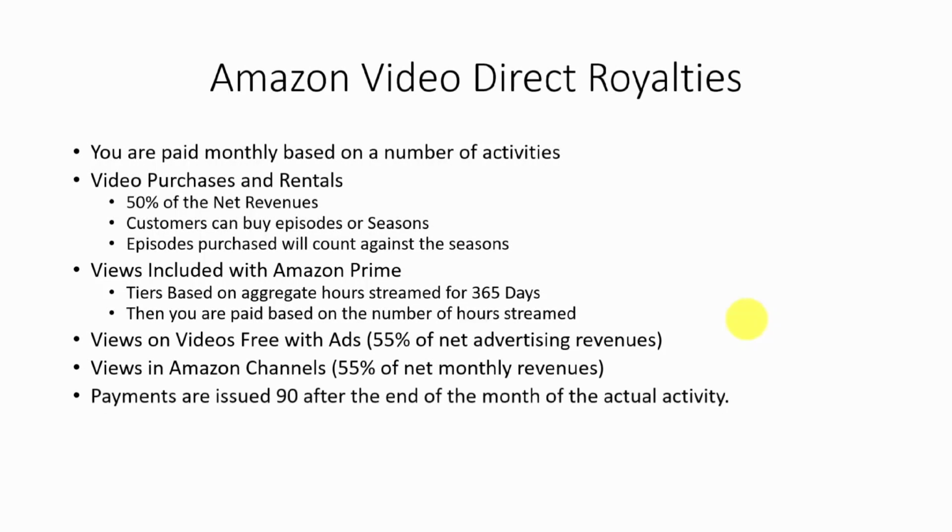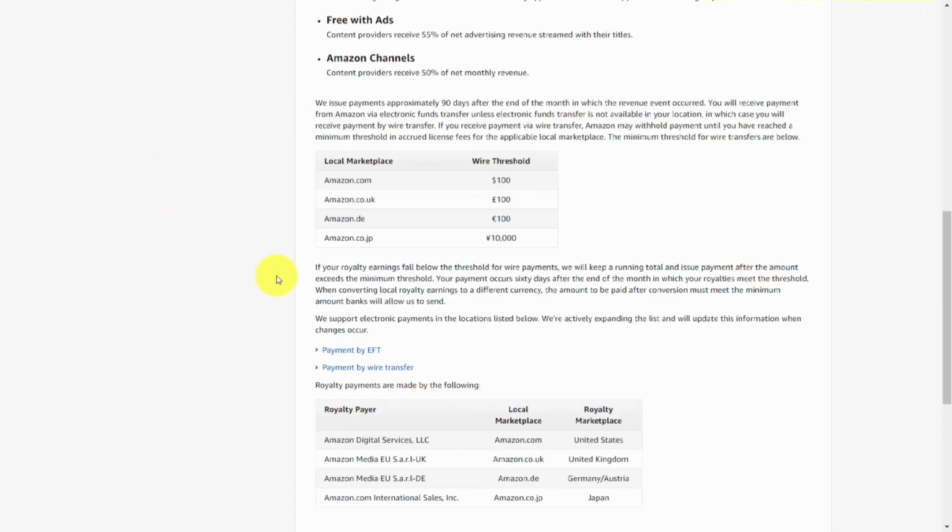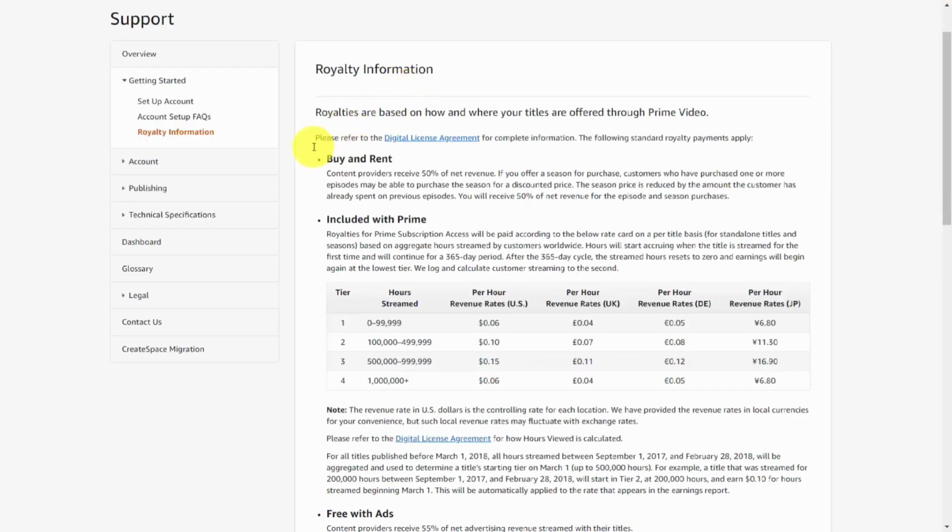When that happens, payments are going to be issued 90 days after the end of the month after the activity occurs. And payments are going to be made to the bank account that you've already set up unless you choose to have payments wire transferred. And when you have wire transfers, you are going to have a certain dollar threshold to meet before you can be paid. And you can look at the details of the threshold as well as the tiers and Prime streaming in the royalty information section of your support area.